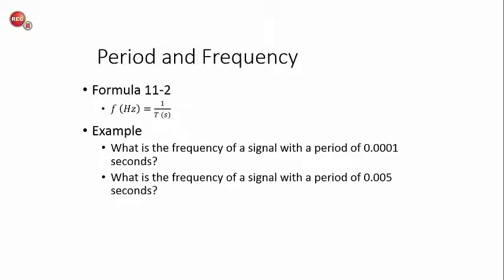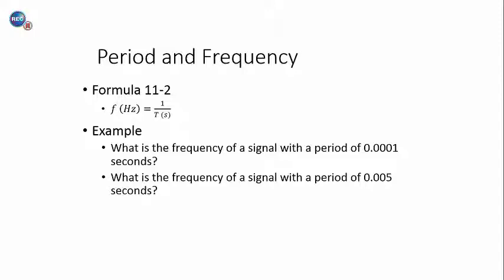And likewise, the frequency is going to be 1 divided by the period. And so what is the frequency of a signal with a period of 0.0001? And so I'm going to use my calculator here. 1 divided by 0.0001 is equal to 10,000, or 10 kilo. And so the frequency will be 10 kilohertz.